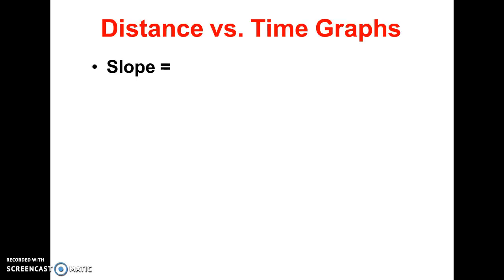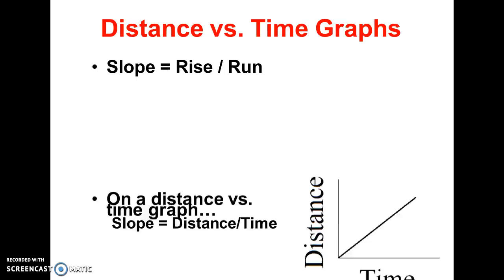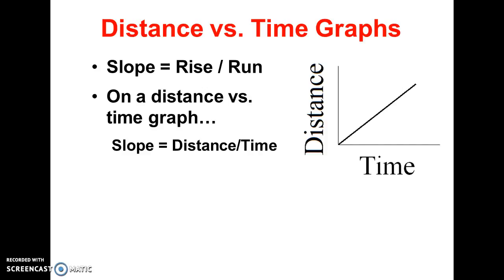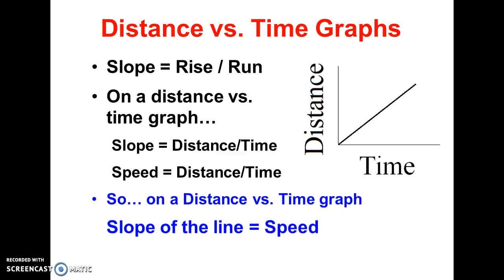If you remember from math, slope is equal to rise over run. If you draw a distance versus time graph with time on the x and distance on the y, the slope of that graph now gives you distance divided by time. And distance divided by time is also equal to speed. You also learned in math if A equals B and B equals C, then A must also equal C. So if the slope is equal to the distance over the time, and the distance over the time is equal to the speed, then the slope must be equal to the speed. So on a distance versus time graph, the slope of the line is equal to the speed.